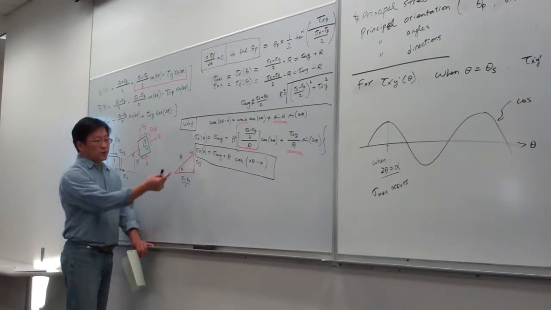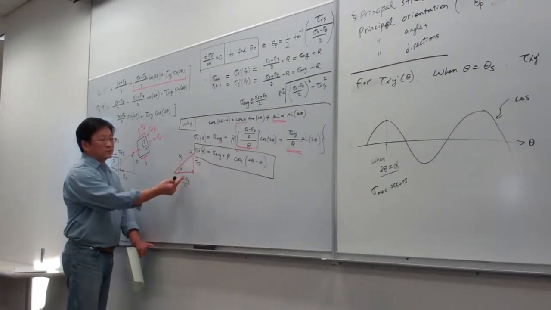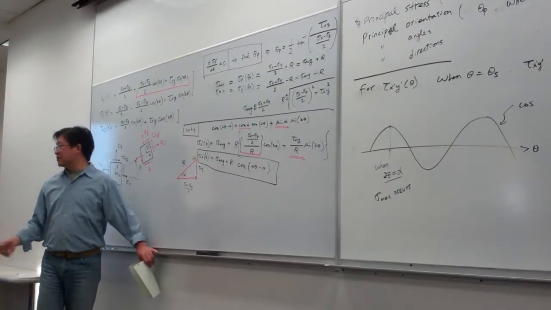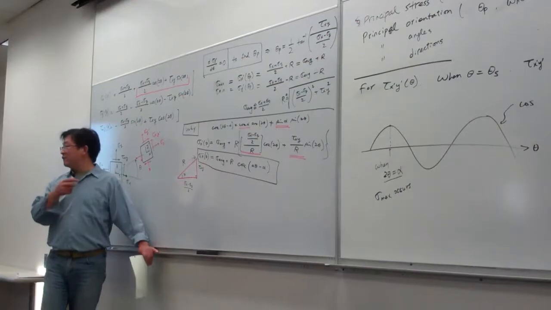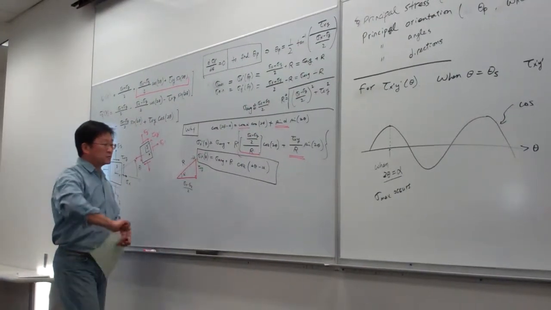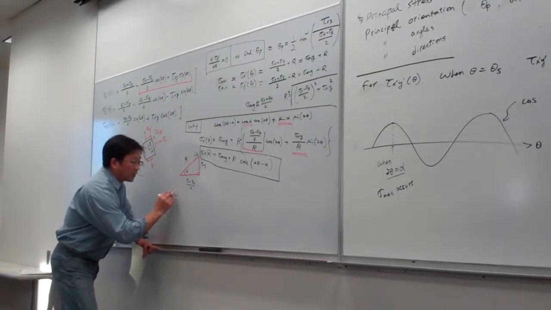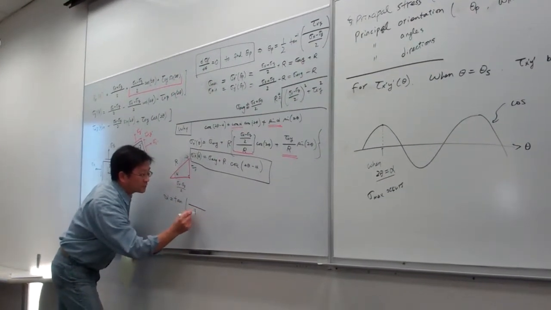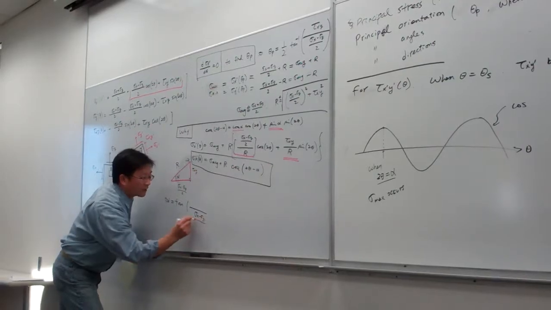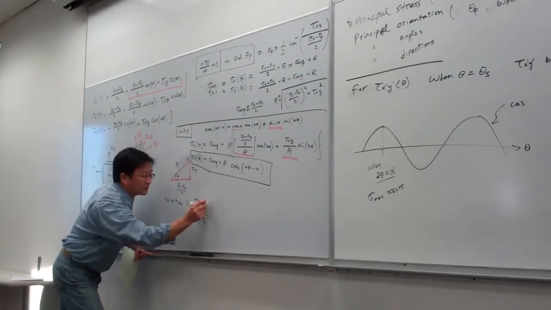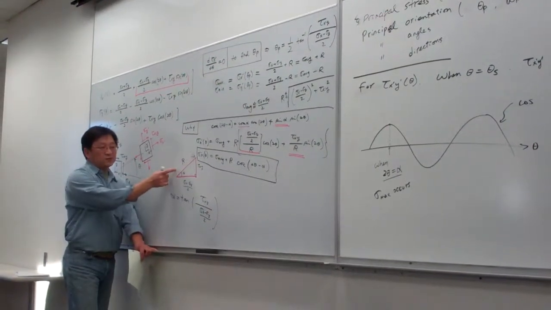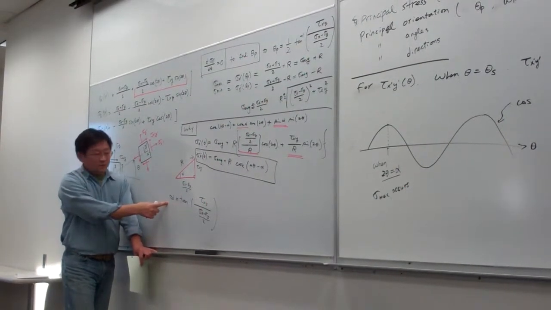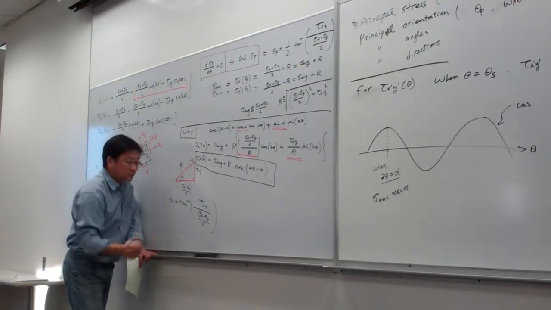We can express alpha in terms of sine, in terms of cosine, or in terms of the tangent or cotangent, etc. And here for our formula, we take the tangent, so you can see what alpha is. Alpha equals the tangent of sigma x minus sigma y divided by 2 tau xy, right? By looking at this triangle, alpha equals this arctangent, sorry.